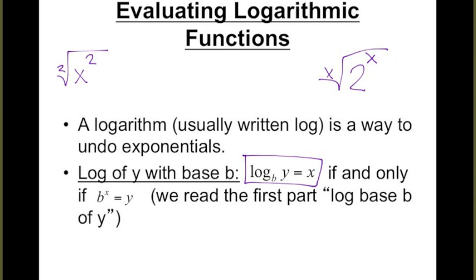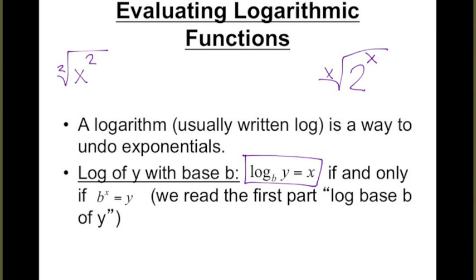Then this little number at the bottom is the base, okay? And it needs to be a subscript, okay? It should be smaller, and it should be set a little bit below it, not on the same level, not the same size. It will be easier for you to tell what's going on if you write it appropriately. Otherwise, everything just kind of gets mashed together. So we've got a log with a base of b. y here equals x. Okay, so we read that: the log base b of y equals x.